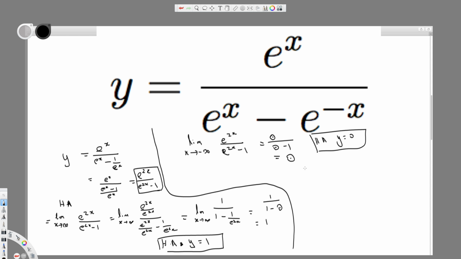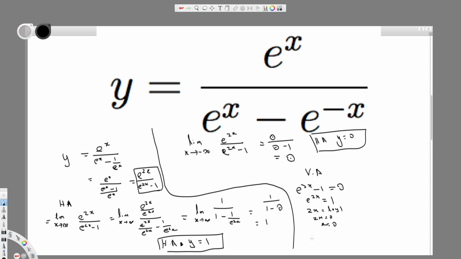Now I would like to find the vertical asymptote. To find the vertical asymptote, I have to make the denominator equal to 0. So this is my denominator, e^2x minus 1. I have to make it equal to 0, so e^2x is going to be equal to 1. To get rid of e, I can take the log. So 2x is going to be equal to log 1. Log 1 is 0, therefore 2x is equal to 0, and x is equal to 0, right?